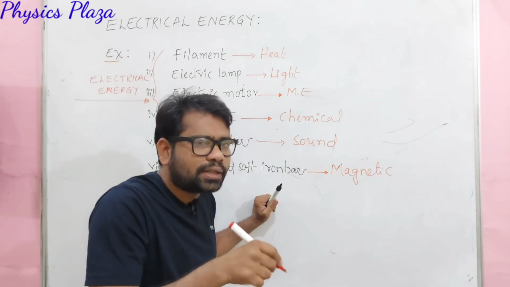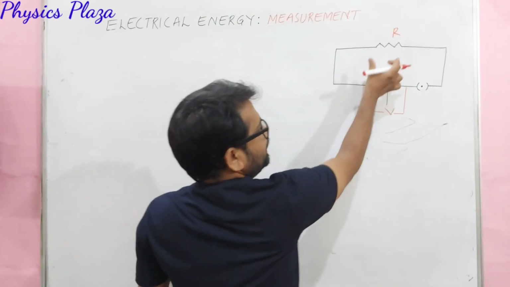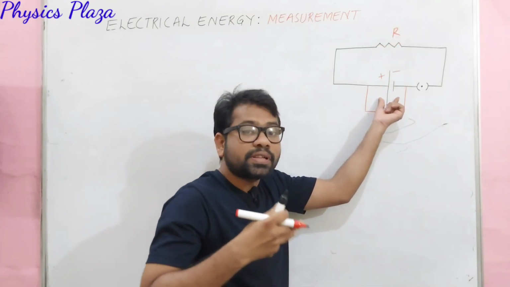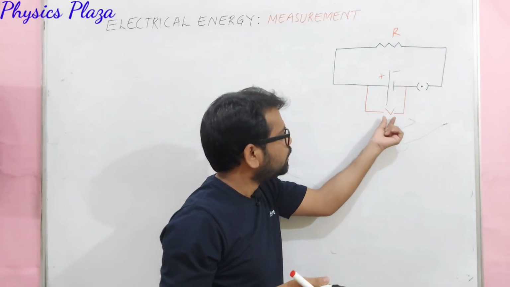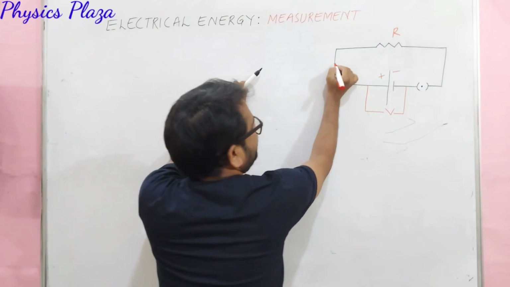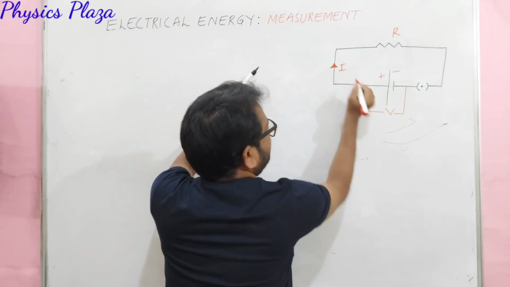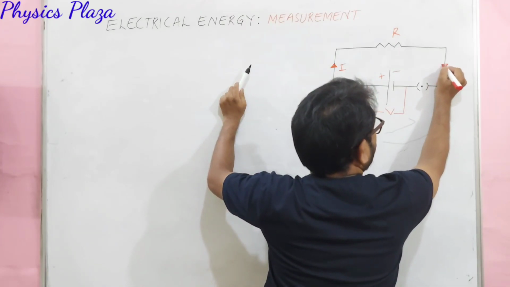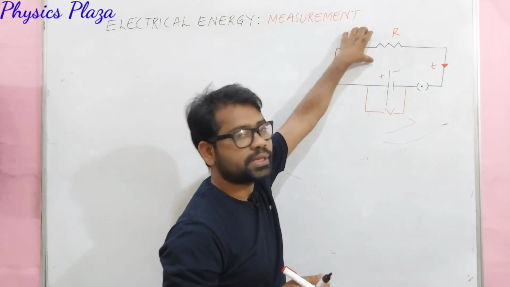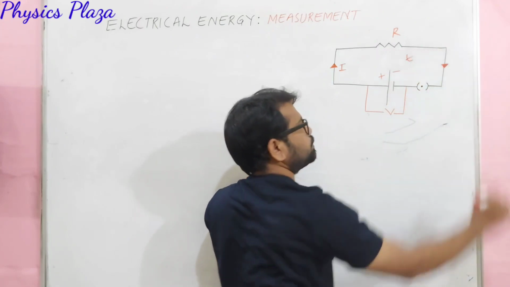Now we'll see how to calculate the electrical energy. Dear children, look here: a resistor whose resistance is R, and a battery, that is the power supply. V is the potential difference across the power supply. Such that, dear children, through this circuit a current I flows for a time t. So this current I is flowing through the resistor for a time t.